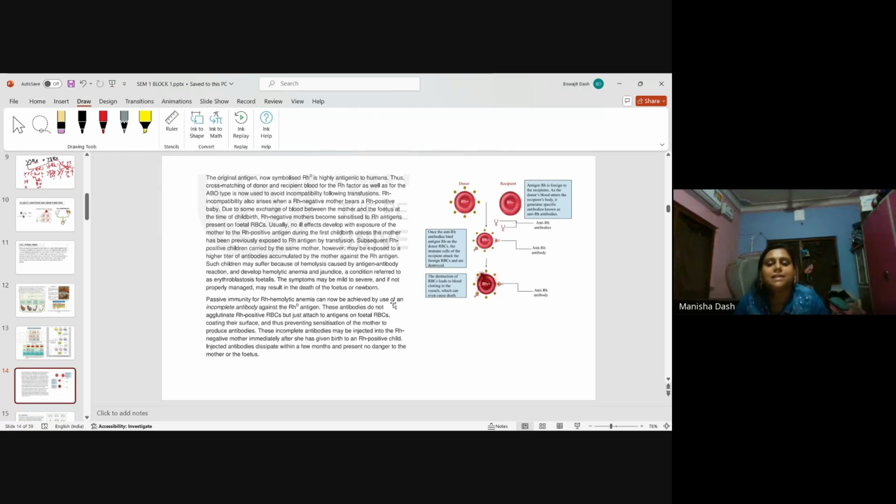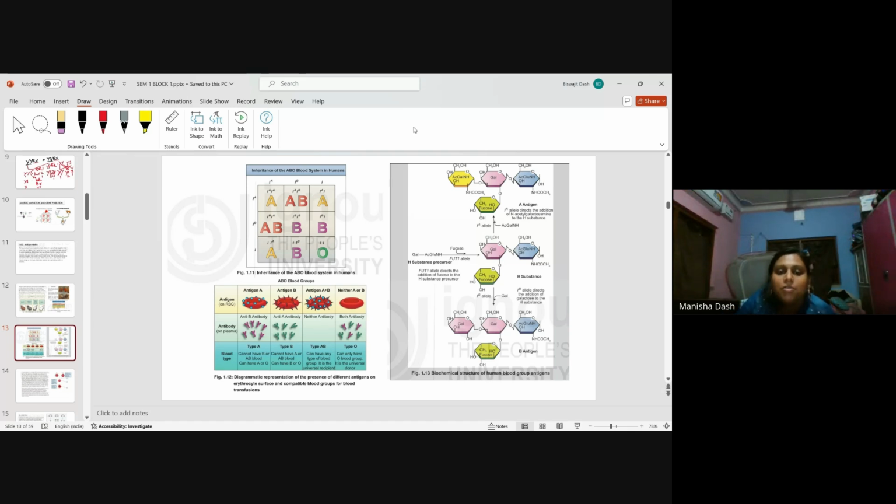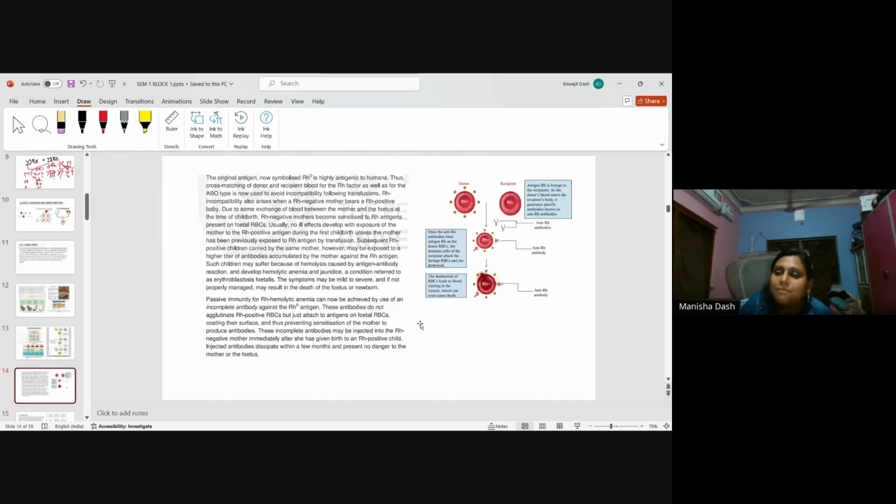So here comes another interesting fact. If you observe here, whatever antigen is present, that antibody is absent in the plasma. Here antigen A is present, so anti-A antibody is absent here. But what happens in case of blood transfusion? Transfusion means when the blood is transferred from one person to another person.